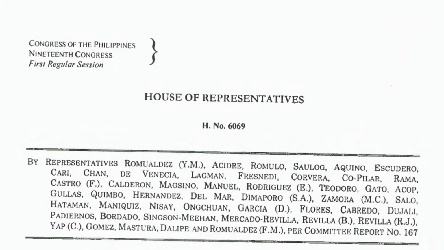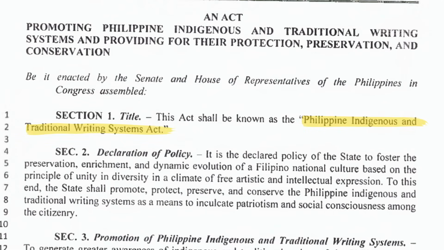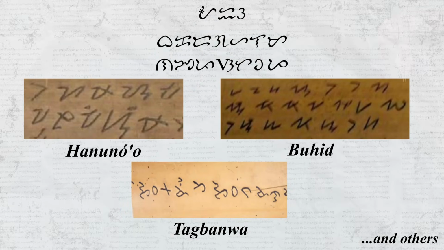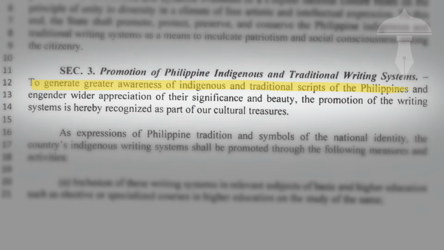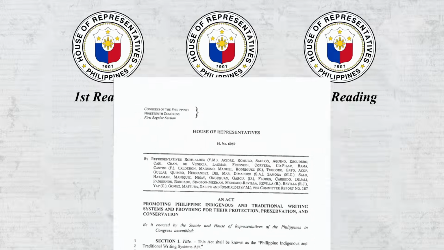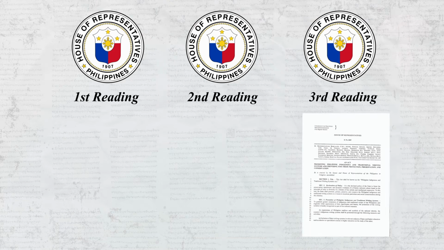In Congress, House Bill 6069, or the Philippine Indigenous and Traditional Writing Systems Act, calls for the inclusion of Baybayin and other indigenous texts in the Philippine educational curriculum and to, quote, generate greater awareness of indigenous and traditional scripts of the Philippines as part of our cultural treasures. As of the 28th of November 2022, the bill has passed its second reading and is now on queue for its third and final reading.